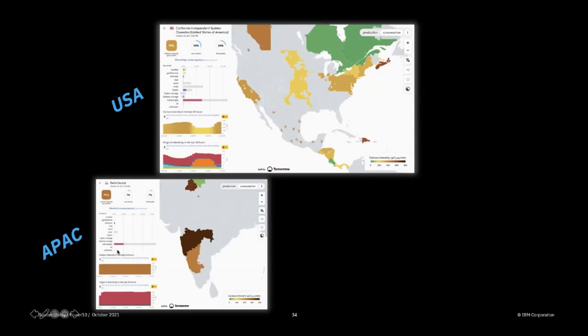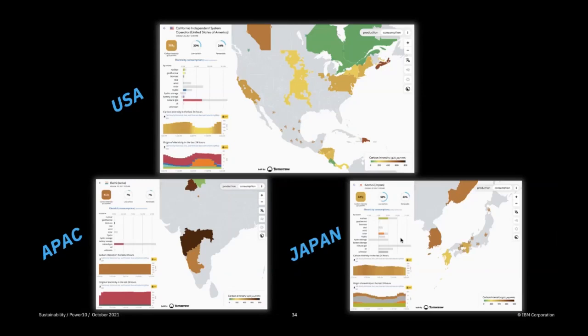Then I did one for APAC, which is India here as well. Not a lot of data, but what I found interesting is that it's completely stable, right? So natural gas, and there's no real fluctuations there. And then I did the same for Japan, how the mix is there, how it changed over the last 24 hours. So as you can see, it's very dynamic.